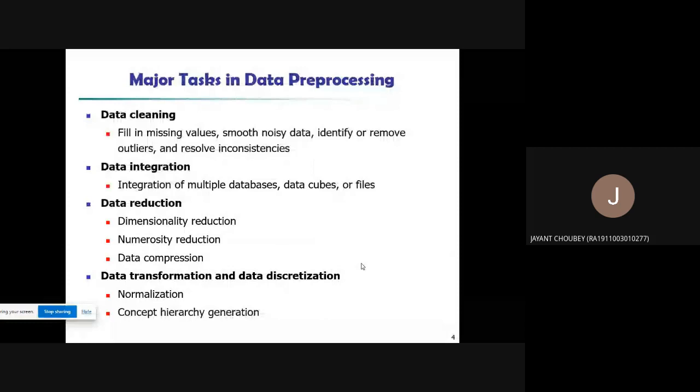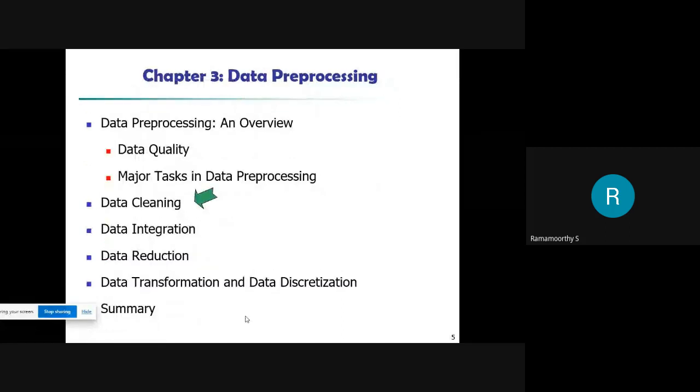So data cleaning, data integration, and data reduction. And finally, you have data transformation and data discretization. Under the data transformation, data normalization, and generation of concept hierarchy. Now, we will discuss one by one task.